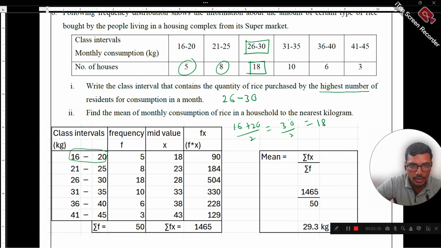Same thing should be done for all the mid values. Then we want to multiply the frequency and the mid value, f times x. 5 times 18 will be 90. 8 times 23 will be 184. So we should multiply all those and take the summation. That addition will be sigma fx, the addition of the fx column.